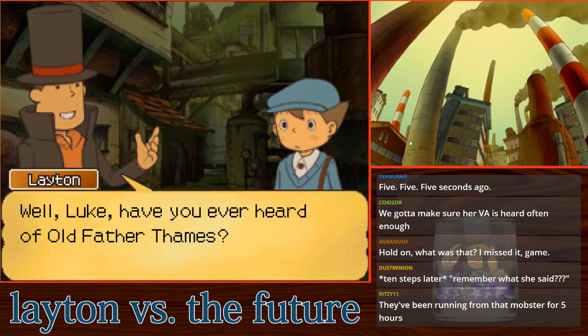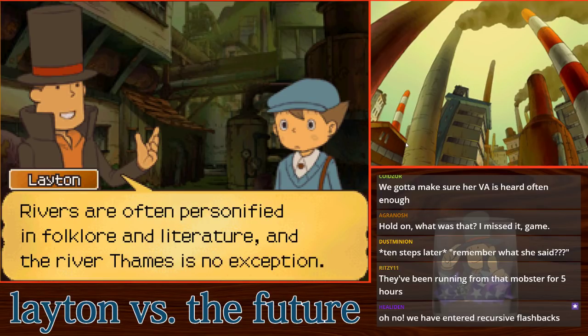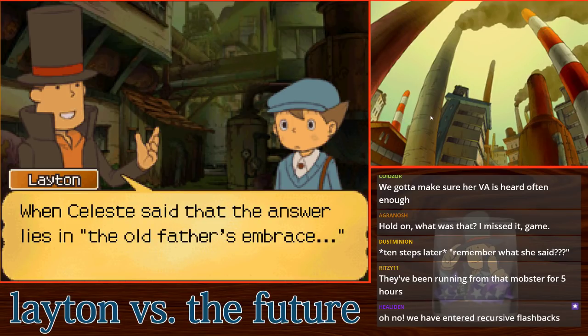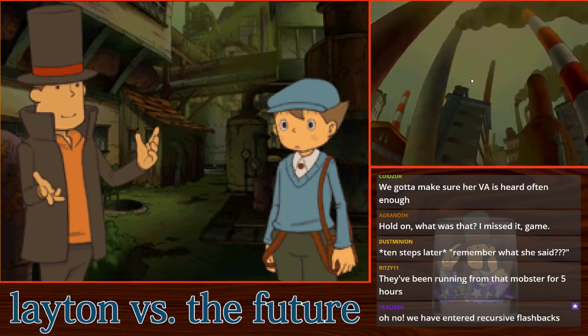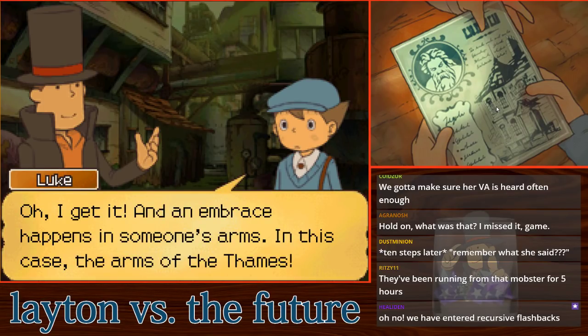Well, Luke, have you ever heard of Old Father Thames? Rivers are often personified in folklore and literature, and the River Thames is no exception. When Celeste said that the answer lies in the Old Father, the father she was talking about was Old Father Thames. Why is this all voice acted? Oh, I get it. And an embrace happens in someone's arms.